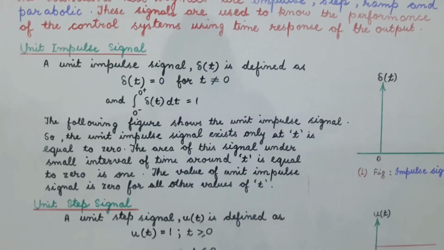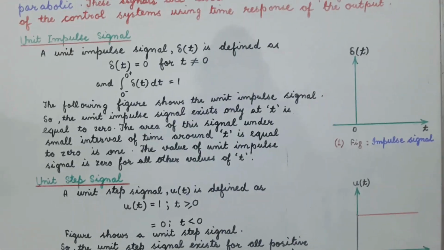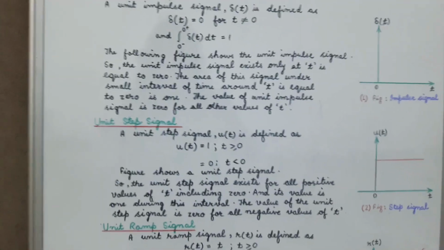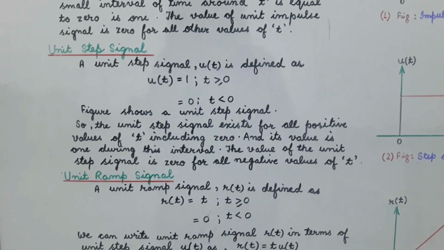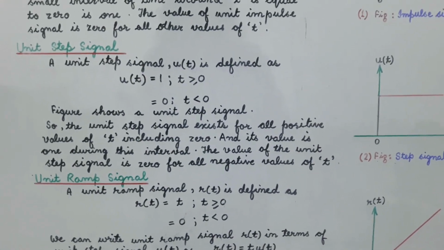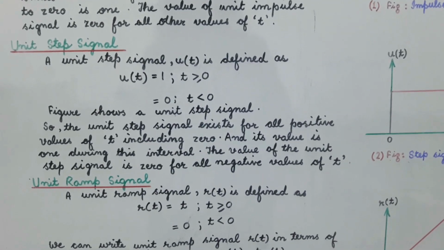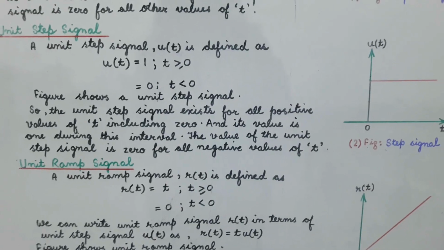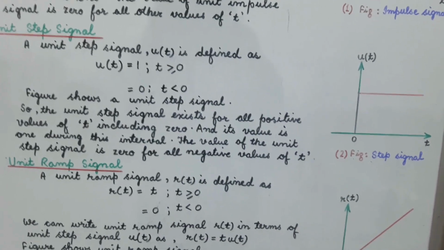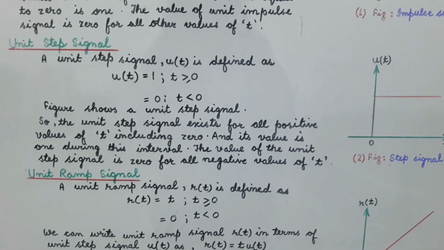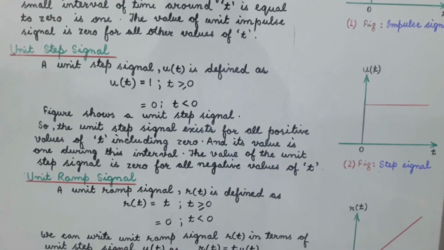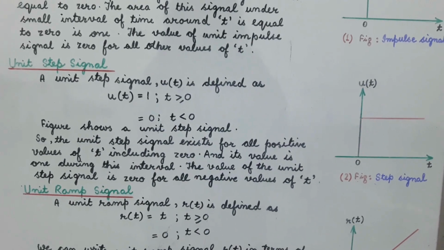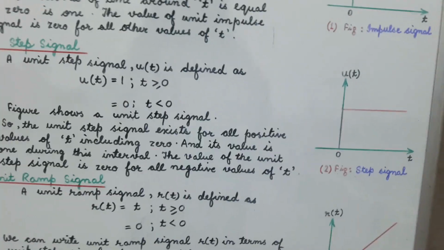Similarly, the next signal which is used in control system is the unit step signal. A unit step signal is denoted by u(t), and it is defined as u(t) is equal to 1 for t greater than equal to 0, and u(t) will be equal to 0 for t less than 0.